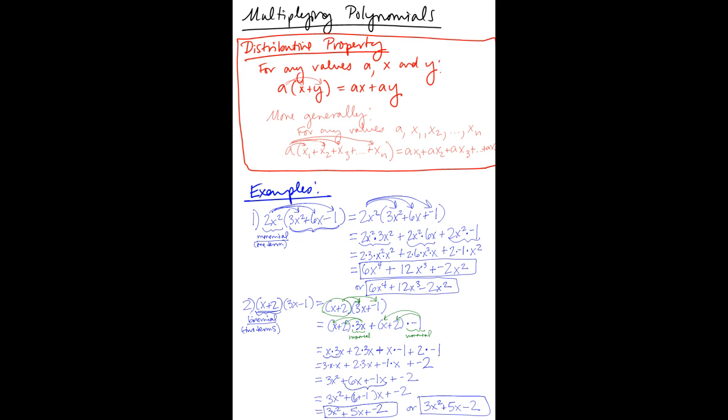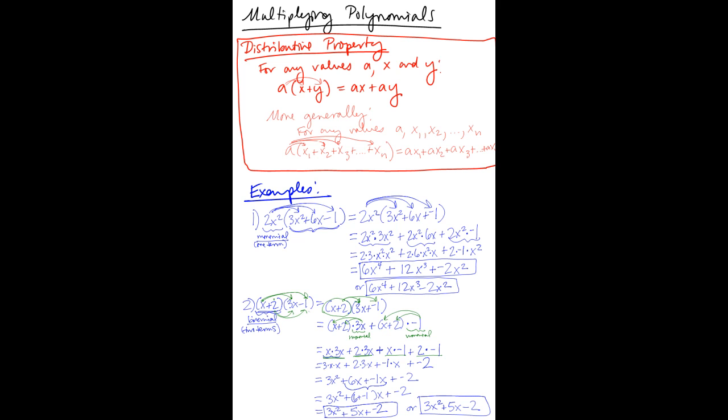And you'll notice what actually ended up happening here. We ended up multiplying x times 3x. We ended up multiplying 2 times 3x. We ended up multiplying x times negative 1. And then we ended up multiplying 2 times negative 1. So you can see what ended up happening here is we ended up distributing x to each piece and then 2 to each piece.